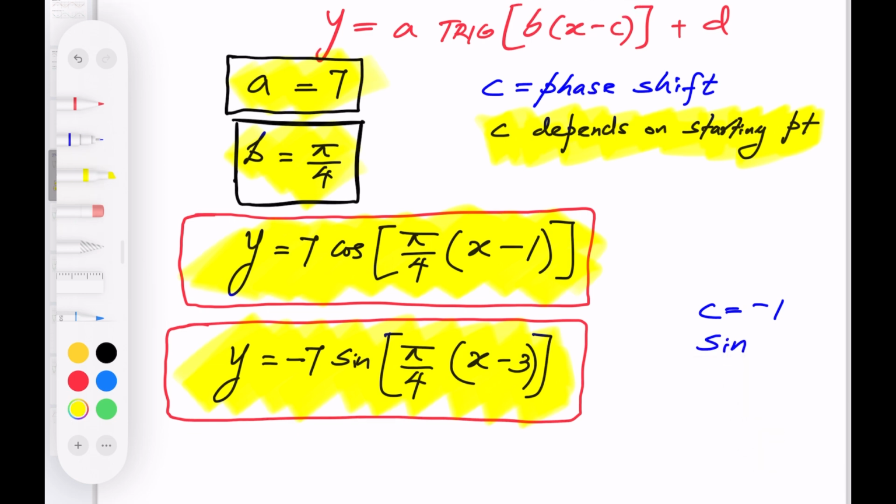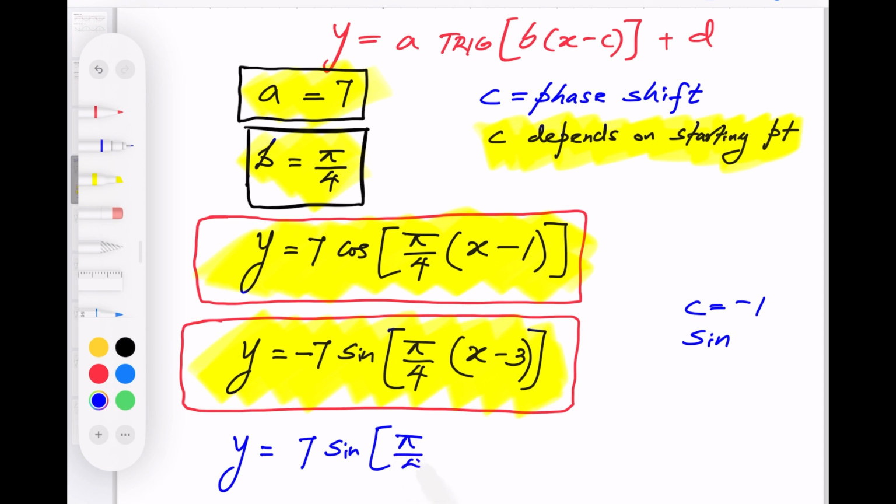Once again, here's that generic equation. Our equation should be y equals a times, a is equal to 7. The trig function this time is a positive sine function, sine brackets, b. b is equal to pi over 4, x minus c. c is equal to negative 1.